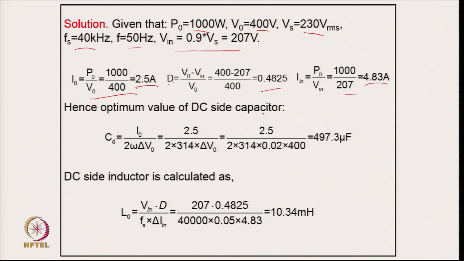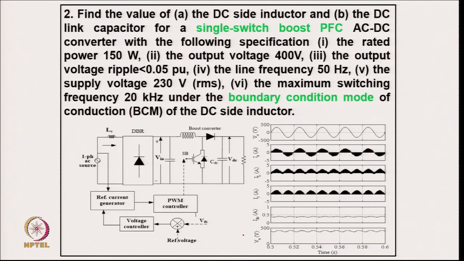Hence, the optimum value of DC link capacitor we can find out from the standard relation which we derived, I upon 2 omega. So, putting the values here we get 493.3 microfarad, and the inductor calculation we can do from this formula which we derived, Vd into D upon f into the ripple. Putting the values it comes to 10.34 millihenry.